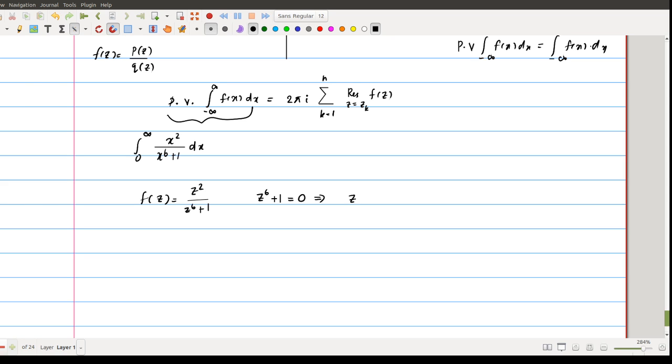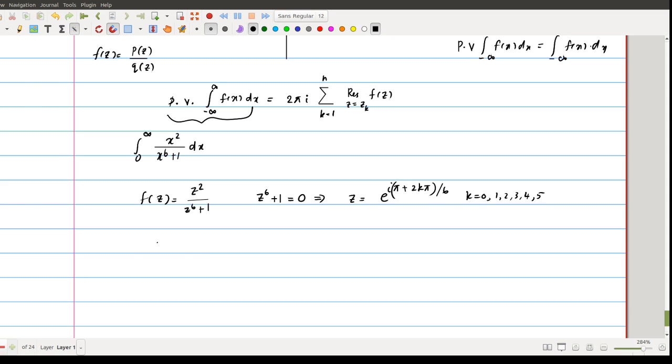So obviously this z is given by the sixth roots of minus 1. We first express minus 1 in argument form, that is 1 times e to the power i pi. In the general case we write this as e raised to i times (pi plus 2k pi), and in order to get the sixth roots we divide it by 6. This k varies over 0, 1, 2, 3, 4, 5. So these are the 6 distinct sixth roots of minus 1.